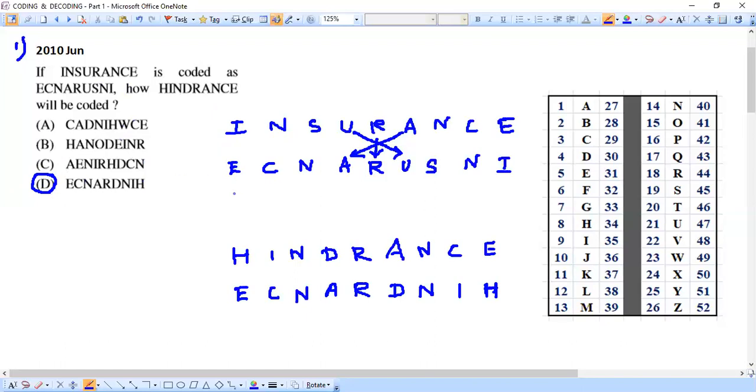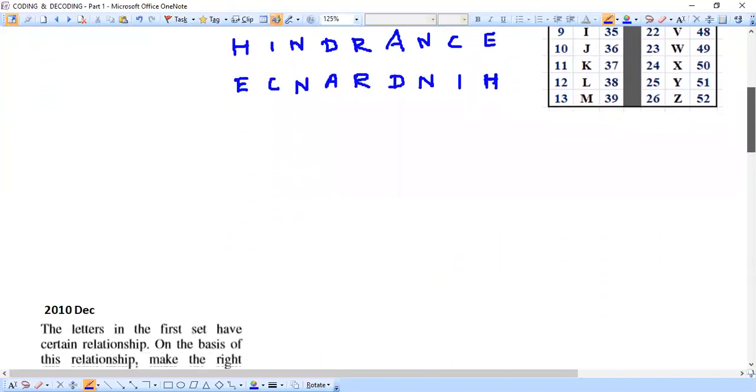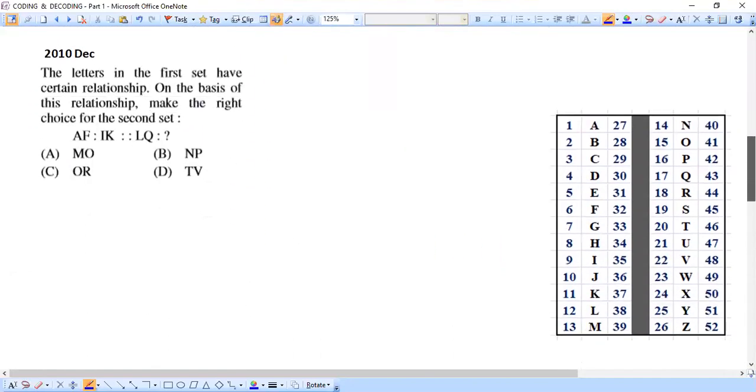Just to give a clear explanation, I'm explaining this, fine. I think you're okay with the first question. Moving on to the second question. Our second question is from the year 2010, December month. I'll note it as question number 2. Let's go to the question. The letters in the first set have some relationship. Then on the same basis, what will be the right choice for the second set?